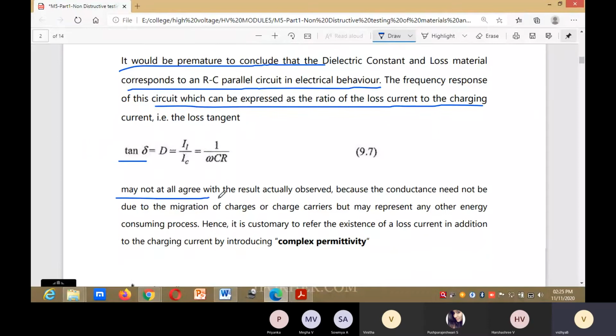It may not at all agree with the result actually observed, because the conductance need not be due to migration of charges or charge carriers, but may be due to any other energy consuming process.